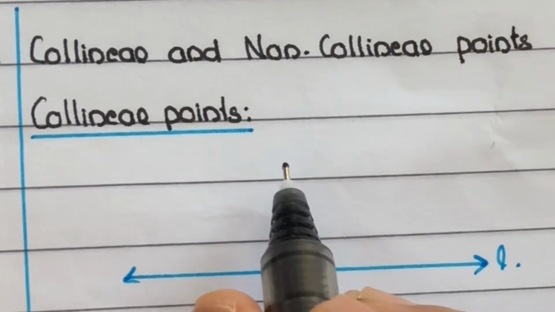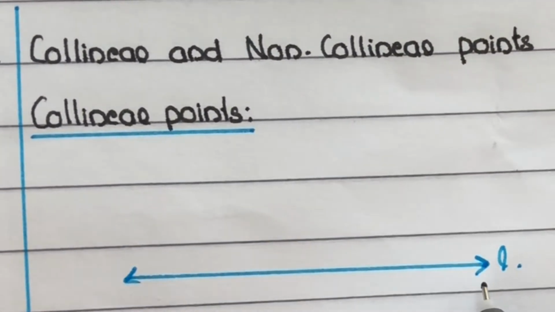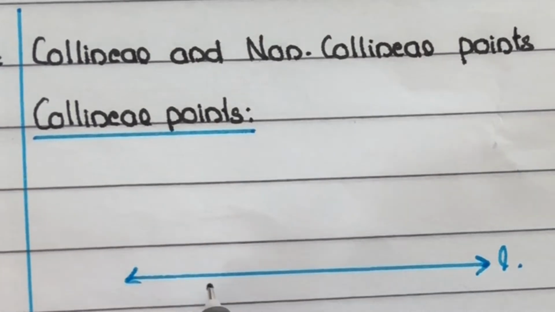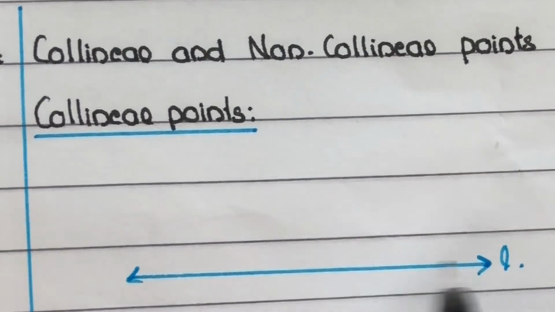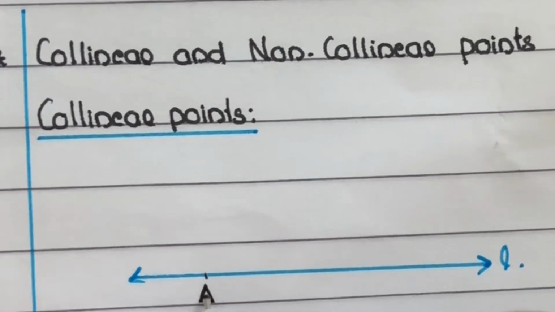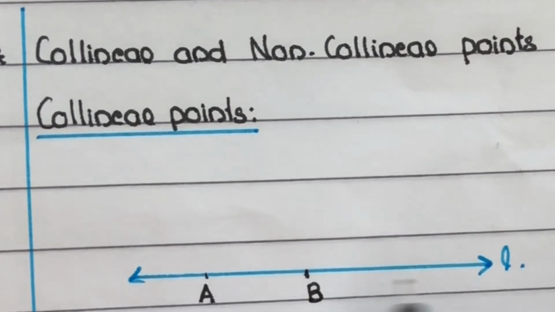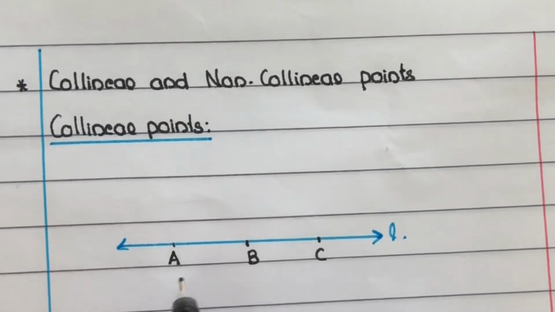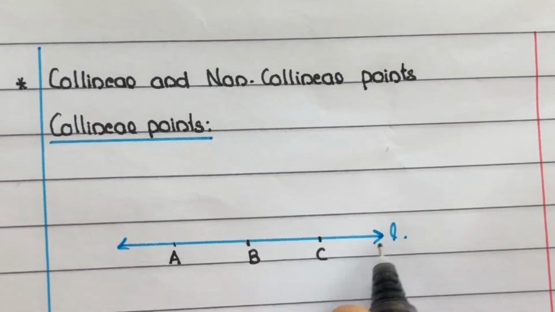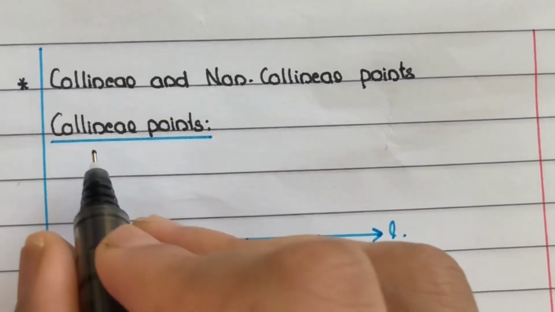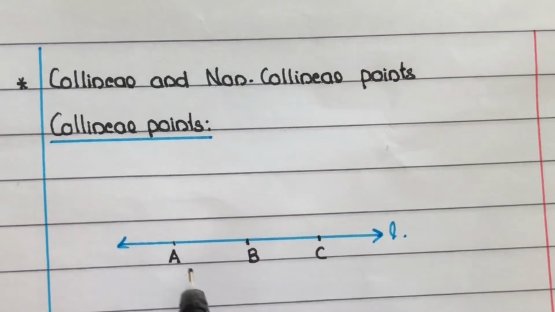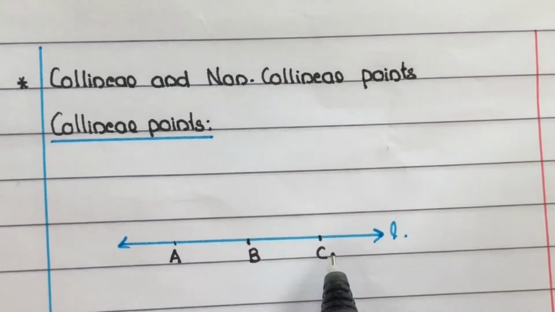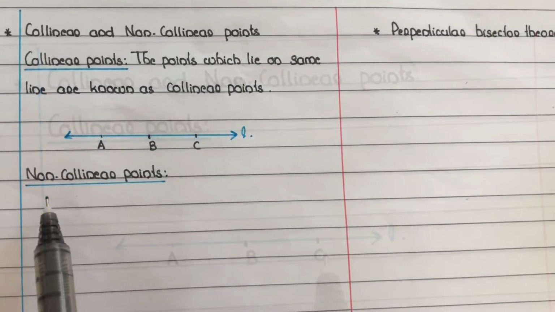First, collinear points. Consider a line L and points A, B, C. If the points A, B, C lie on the same line L, right? So these points are known as collinear points. The points which lie on the same line are known as collinear points.